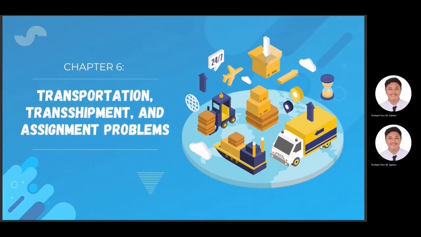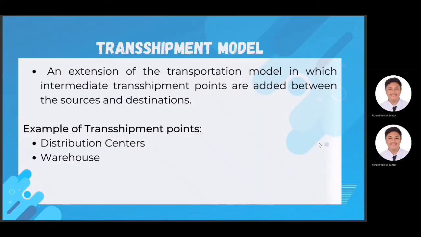Good day, everyone. I am Richard Von Santos, and I'm here to discuss the last two special types of linear programming model formulation, the transshipment model and the assignment model. After discussing the transportation model by Mr. Morao, let's now move on to the next type of linear programming model formulation, which is the transshipment model. The transshipment model is an extension of the transportation model in which intermediate transshipment points are added between the sources and destinations.